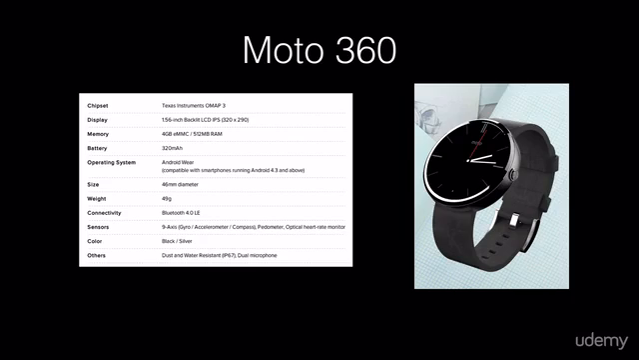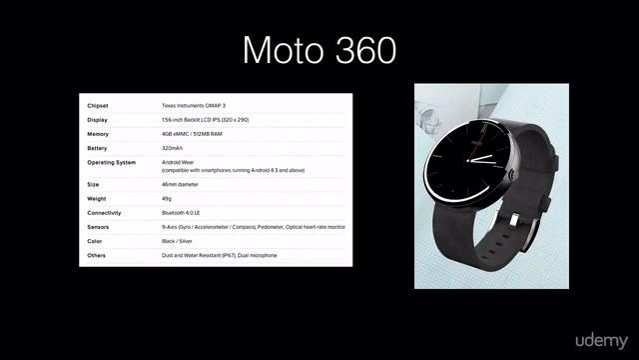It has a Texas Instruments OMAP 3 CPU with a 1.56-inch LCD IPS display at 320 by 290 resolution, 4 gigabytes of memory, and a 320 milliamp-hour battery. Again, the operating system is Android Wear, which is compatible with any smartphone running Android 4.3 and above. It has a nice weight and size distribution, and has support for Bluetooth, 9-axis gyros, compass, accelerometer, pedometer, and optical heart rate monitor.